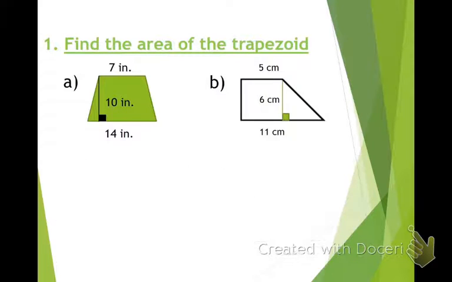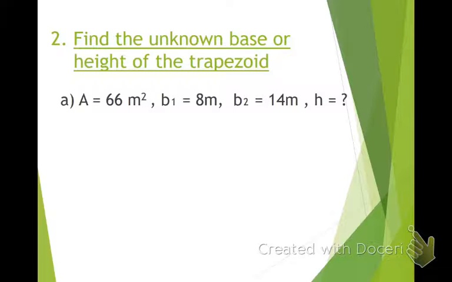Okay, great job. We're going to do something just a little bit different. Now I'm going to be giving you the area, and you're going to have to find the unknown base or the unknown height. So we're still basically doing the same exact idea. We're just plugging in numbers differently and trying to solve for the variable. Okay, let's go ahead and start off with the formula.